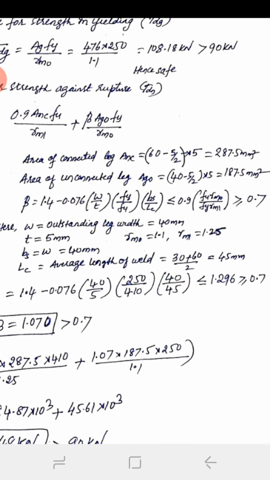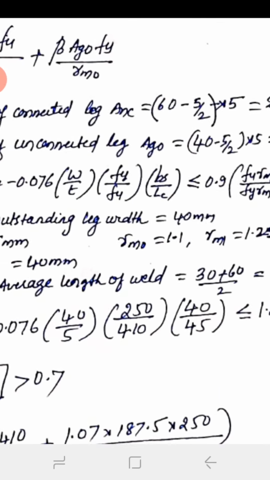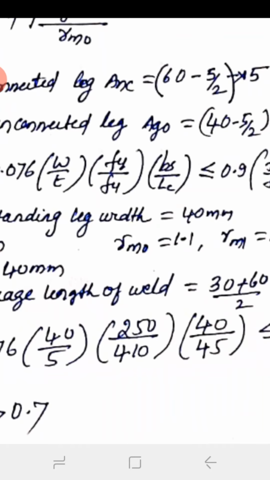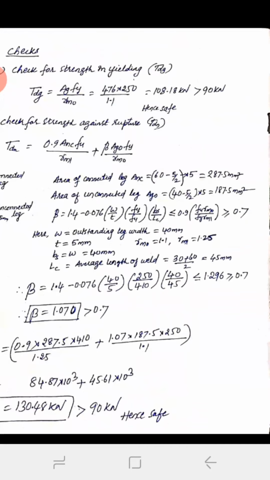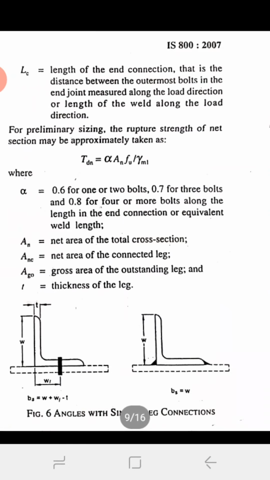So here is the change compared to bolted connections. W is again the same, the outstanding leg width you need to take. T is the thickness of the plate. Fy will be the yield stress. Fu will be the ultimate stress of the plate. And Bs, you need to take Bs. I'll show you here, which is given in the code book.